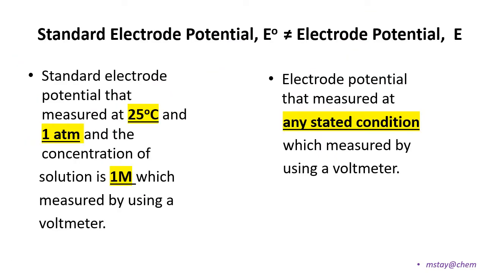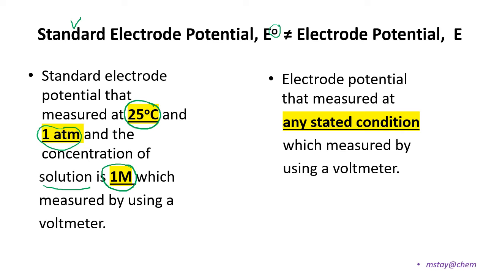Later you may see the term standard electrode potential. Like in thermochemistry, when we have the term standard, the symbol has a naught, which is not the same as electrode potential. The symbol for electrode potential is only the capital E. Standard electrode potential means the electrode potential is measured at standard condition, which is 25 degrees Celsius, 1 atm, and, because we focus on the solution, a concentration of 1 molar.